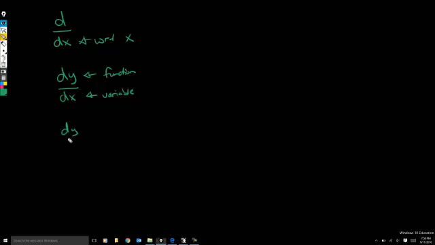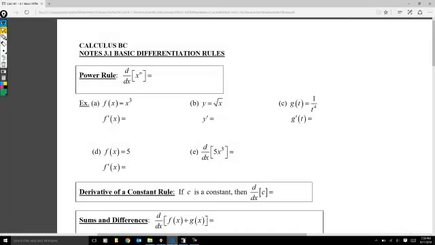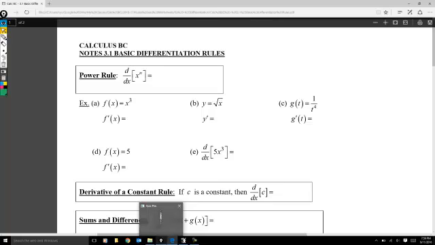And you might also see dy dt, where t is our variable, like we're dealing with a function with time or something like that. All of these are just telling us to take the derivative. It's just different ways to say the same thing. So let's take a look at our notes.